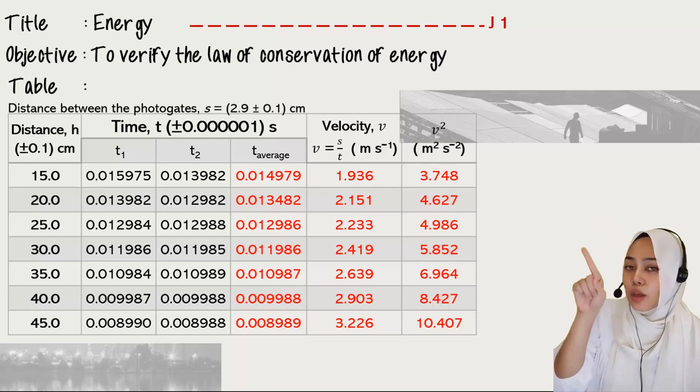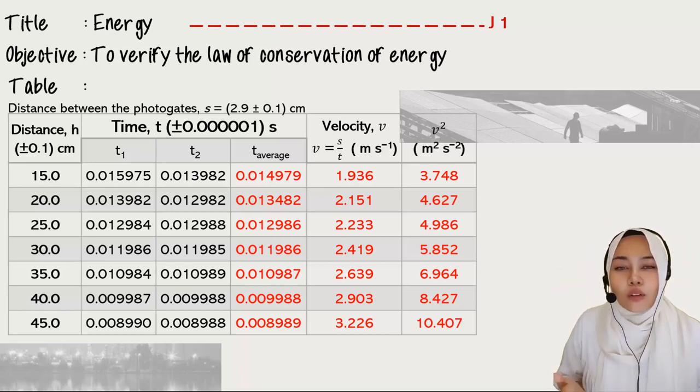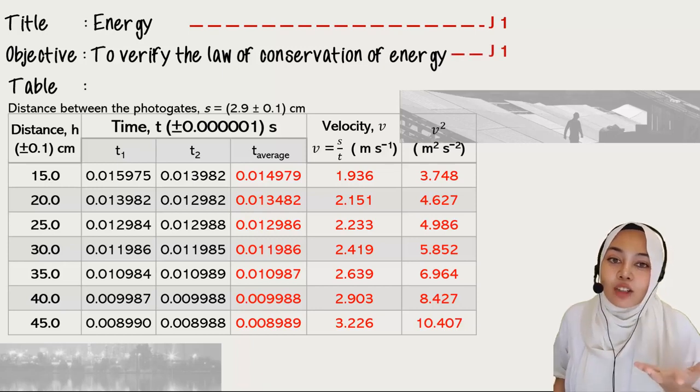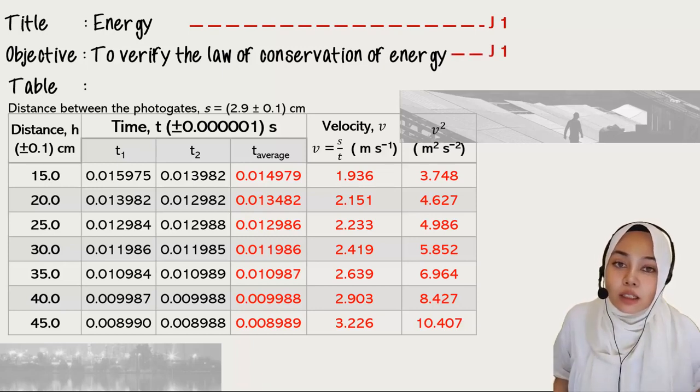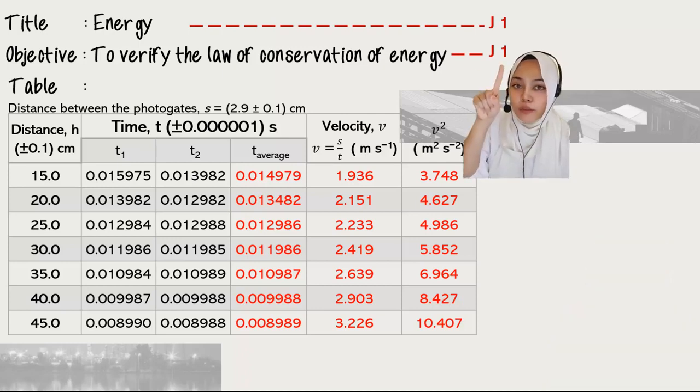The next item is the objective of this experiment, that is to verify the law of conservation of energy. Remember, we're going to go back to this objective once we're writing down the conclusion of this experiment. You write down the objective, 1 mark, J1.